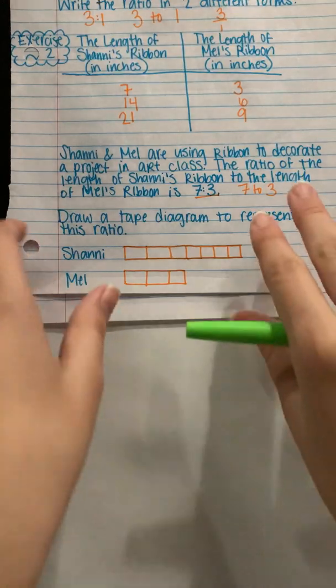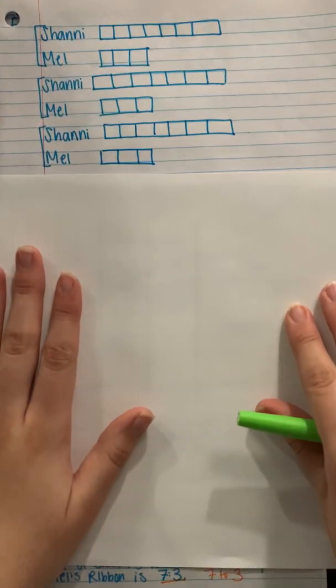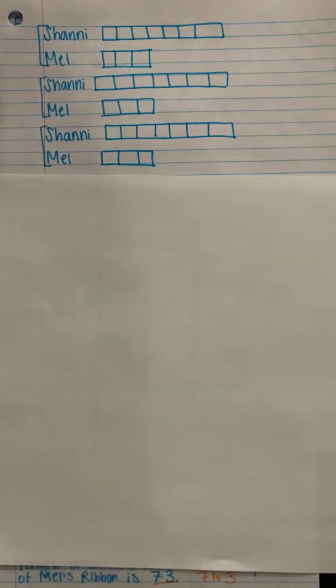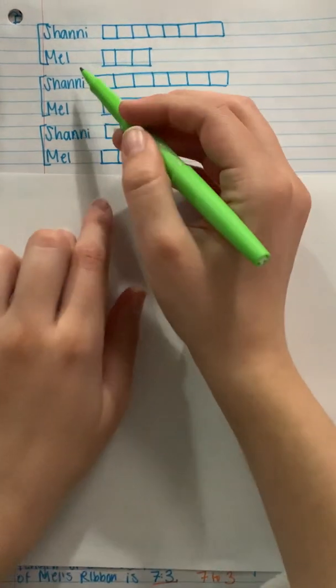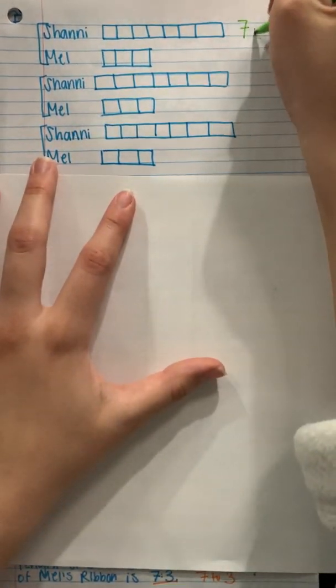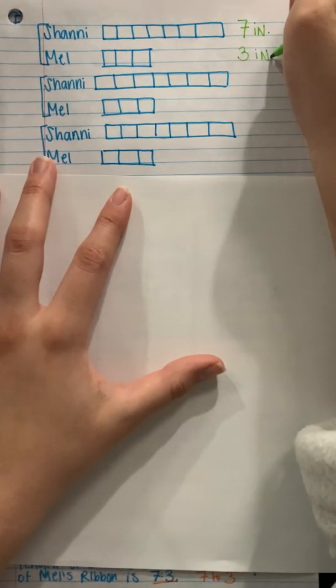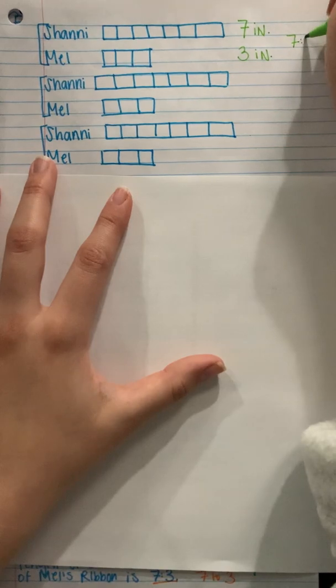I can show you what that may look like right here. So you can go ahead and set up these tape diagrams. The first tape diagram set up here will represent our original problem. So here we have 7 inches and 3 inches, and we wrote that ratio as 7:3. So that's our original one that we started with.